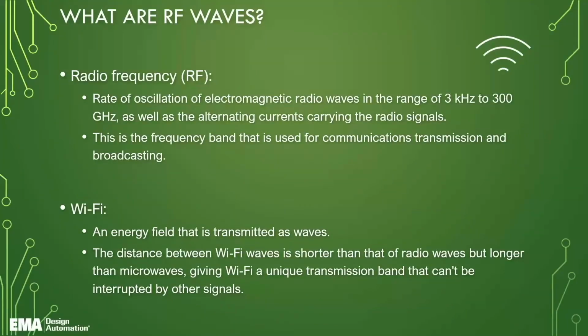So radio frequency, RF, is the acronym. It's the rate of oscillation of the electromagnetic wave in the range of 3 kilohertz to 300 gigahertz, as well as the alternating current carrying the radio signal. This is the frequency band that is used for communicating, transmission and broadcasting of the signal. Wi-Fi is an energy field that is transmitted as a wave. The distance between Wi-Fi waves is shorter than that of a radio wave, but longer than the microwave, giving Wi-Fi a unique transmission band that can't be interrupted by other signals.